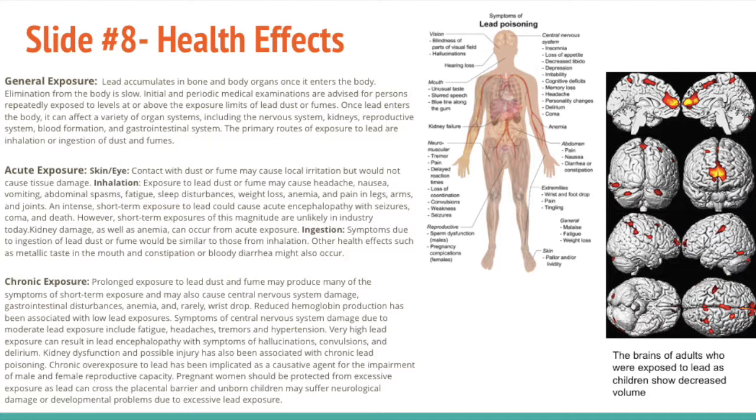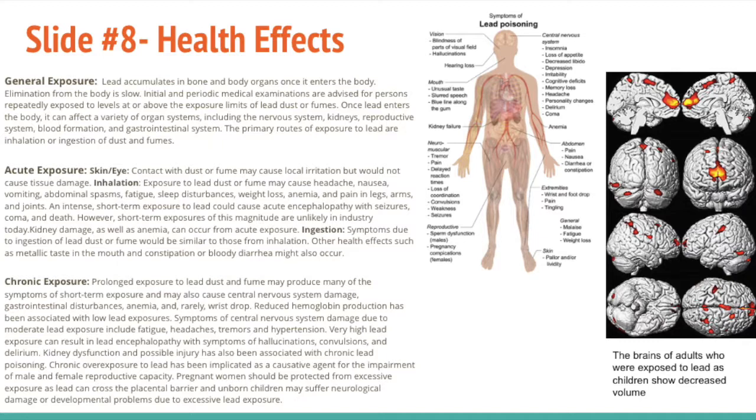Very high lead exposures can result in lead encephalopathy with symptoms of hallucinations, convulsions, and delirium. Kidney dysfunction and possible injury has also been associated with chronic lead poisoning. Chronic overexposure to lead has been implicated as a causative agent for the impairment of male and female reproductive capacity. Pregnant women should be protected from excessive exposure as lead can cross the placental barrier and unborn children may suffer neurological damage or development problems due to excessive lead exposure.